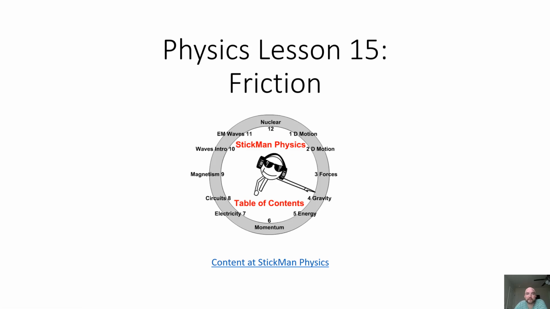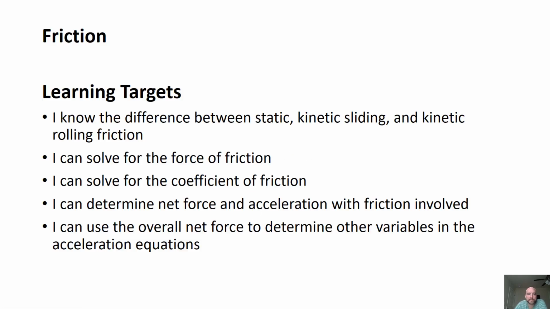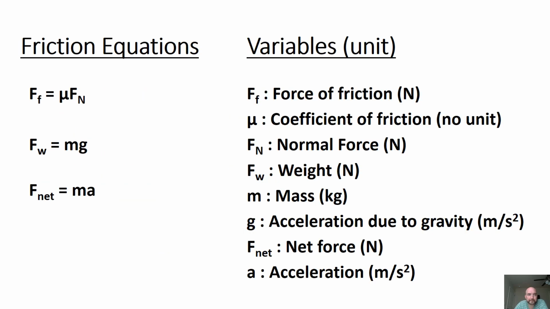Okay, this is our 15th physics lesson on friction. We're going to learn about the difference between static friction, kinetic sliding friction, and kinetic rolling friction. We're going to be able to solve for the force of friction and the coefficient of friction, and determine net force and acceleration when friction is involved, and then use that net force and acceleration to determine other variables like maybe a VI or VF or something like that.